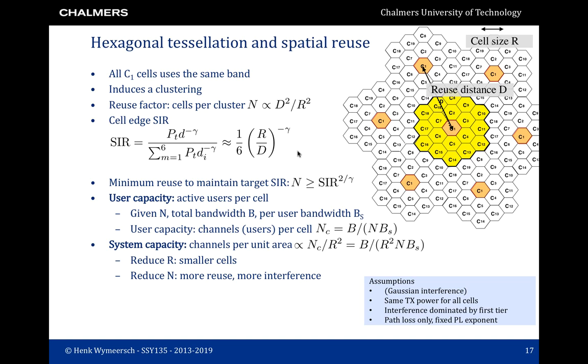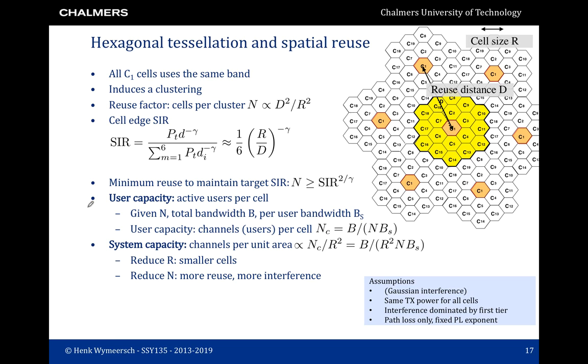We now see an immediate relation between the reuse factor and the SIR. It follows that, up to a scaling, the reuse factor should be greater than the SIR to the power 2 over gamma. So this allows us, if we have a certain target signal to interference ratio, to say what should be the reuse factor, and then this will tell us how many channels we would need to cover the whole plane.